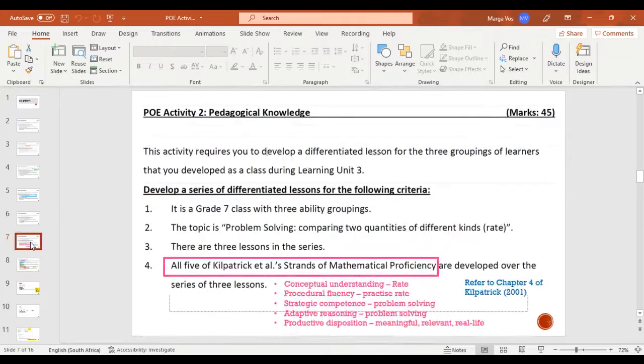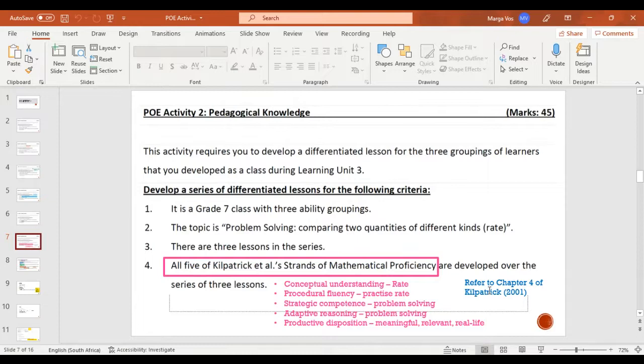Then you also need to use all 5 of Kilpatrick's strands of mathematical proficiency and how they are developed over the series of the 3 lessons. If you remember, you can refer to chapter 4 of Kilpatrick, which is the document also filed for you on VC Learn. The strands of mathematical proficiency are discussed in chapter 4 of that document.